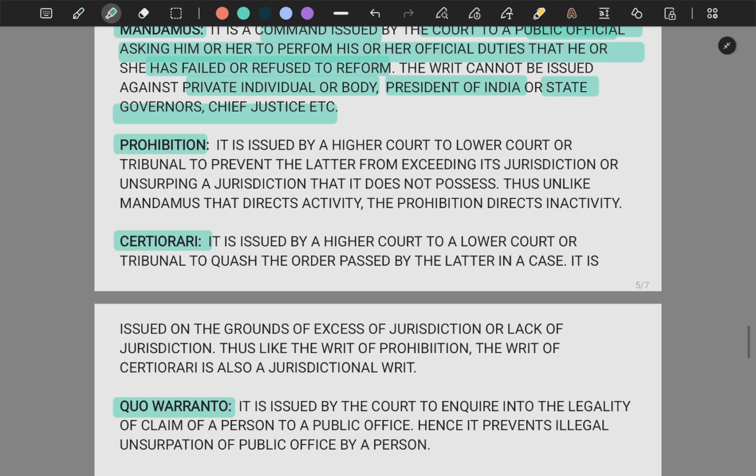And next is prohibition. It is issued by a higher court to a lower court, from higher to lower. Prohibition is issued to a lower court or tribunal to prevent it from exceeding its jurisdiction or usurping a jurisdiction that it does not possess. So it makes sure that the lower court does not exceed its limit. They exercise the jurisdiction that is in their possession and not beyond it. So just like mandamus directs activity, prohibition directs inactivity.